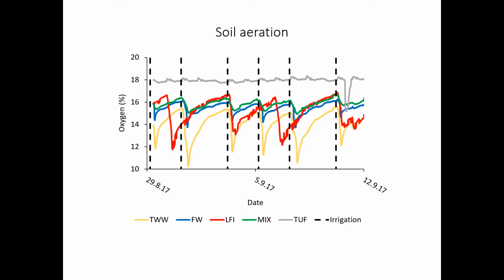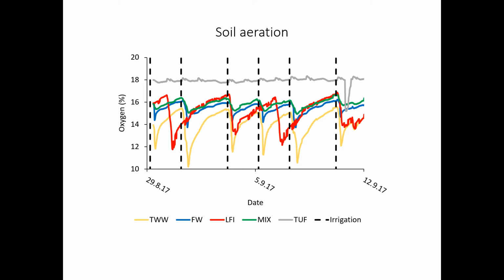And if we add the freshwater treatment to see the difference between treated wastewater and freshwater in heavy soil, you can see that also here we see a response to irrigation events, but much milder. Oxygen values are generally higher, and the minimum values are not as low as the treated wastewater. Now let us see if one of our treatments did the trick.